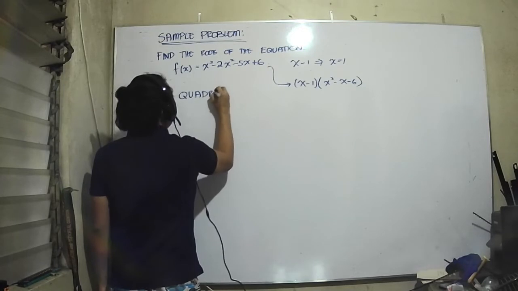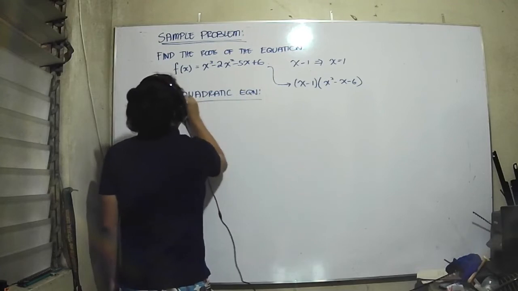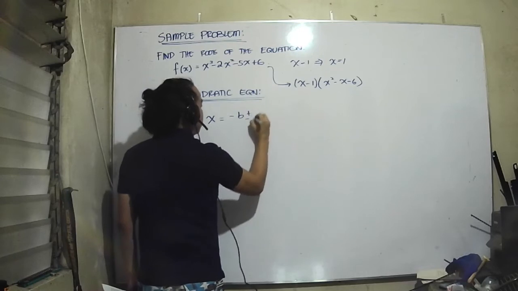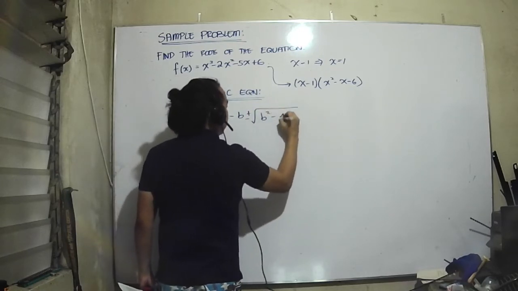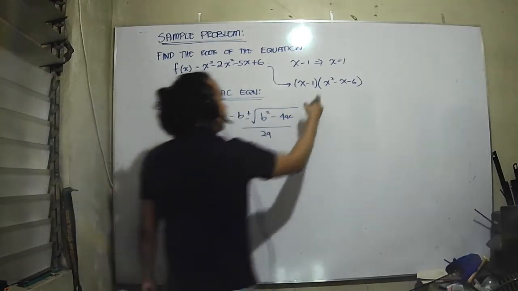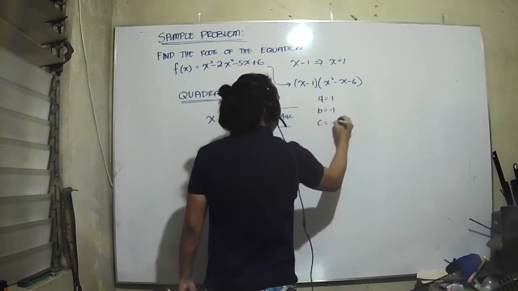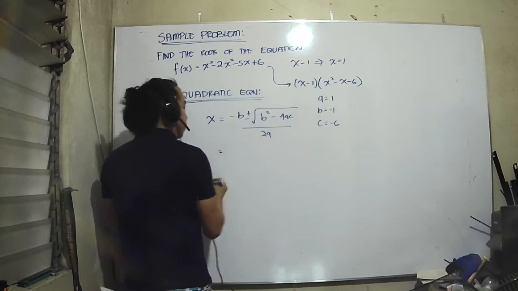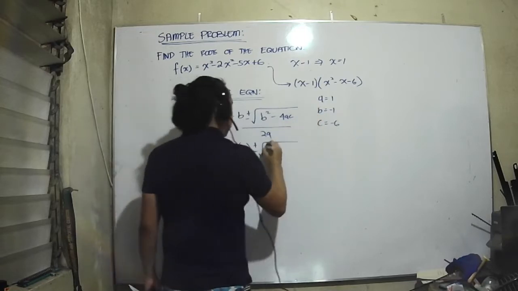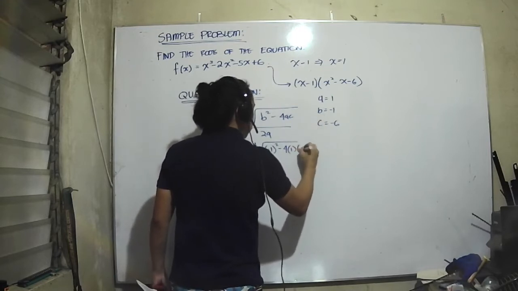So, we go to the quadratic equation. The quadratic formula says that x is equal to negative b plus or minus the square root of b² - 4ac, divided by 2a. In this case, a is equal to 1, b is equal to negative 1, c is equal to negative 6. Substituting all of that.